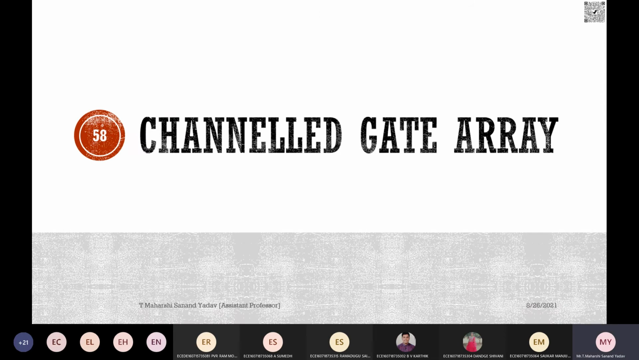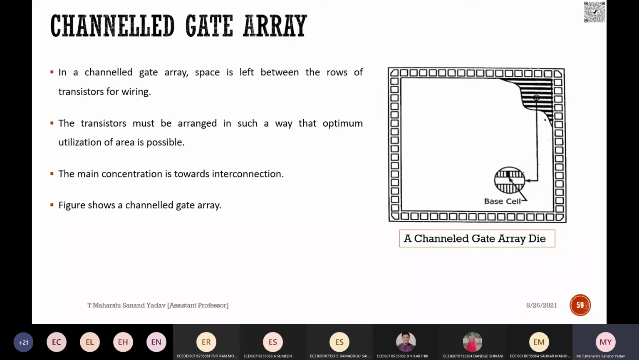Channeled gate array means there will be a channel available between two different rows. In a channeled gate array, space is left between rows of transistors for wiring. Suppose the graph looks something like this, and this empty space is nothing but a channel. Obviously, if there is a channel, it can be used for routing, means for wiring.